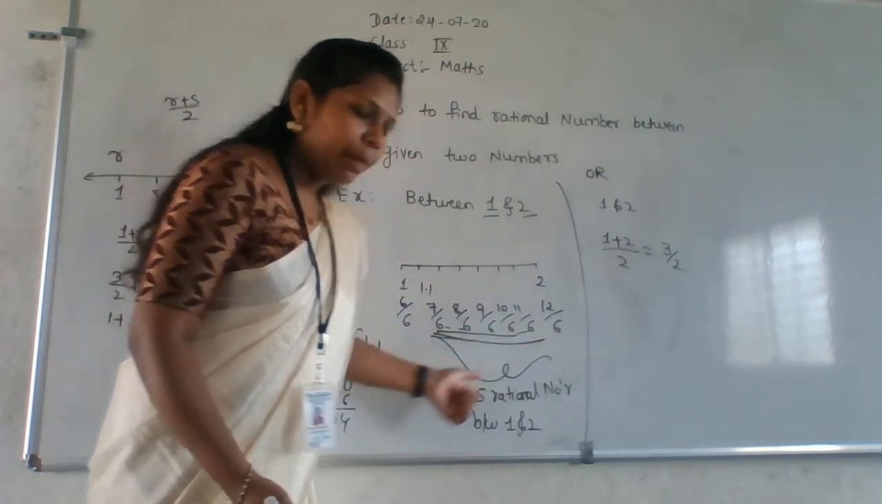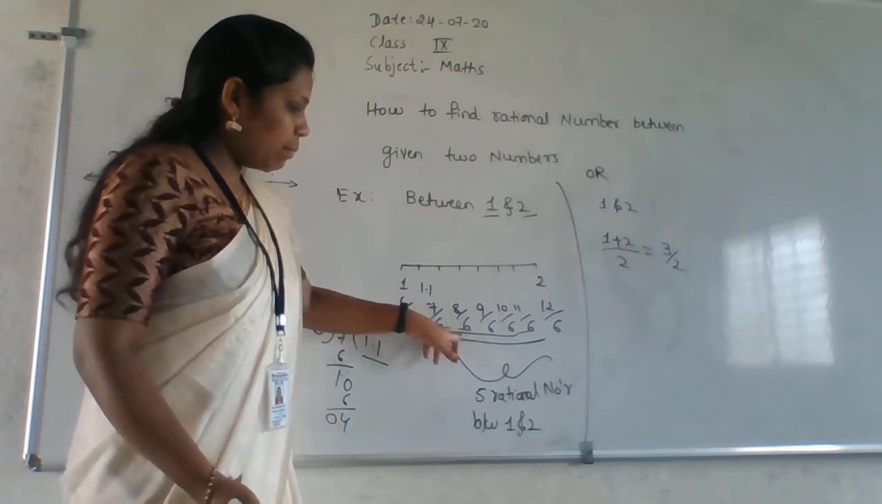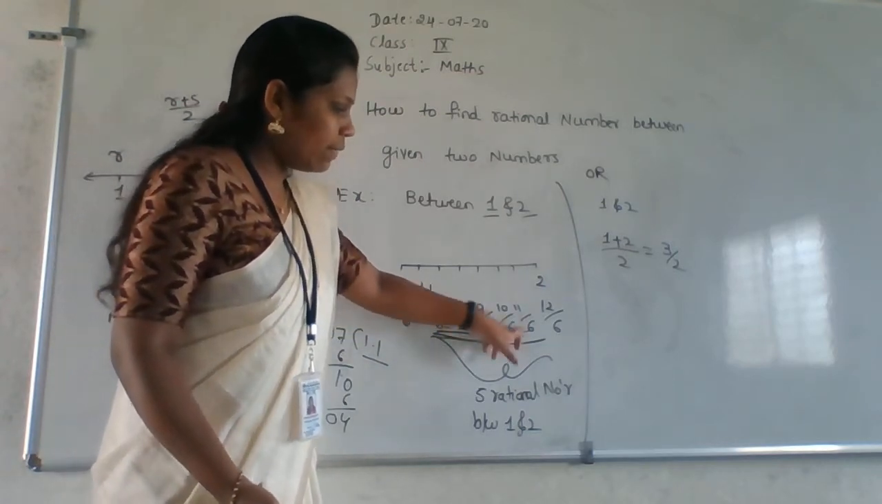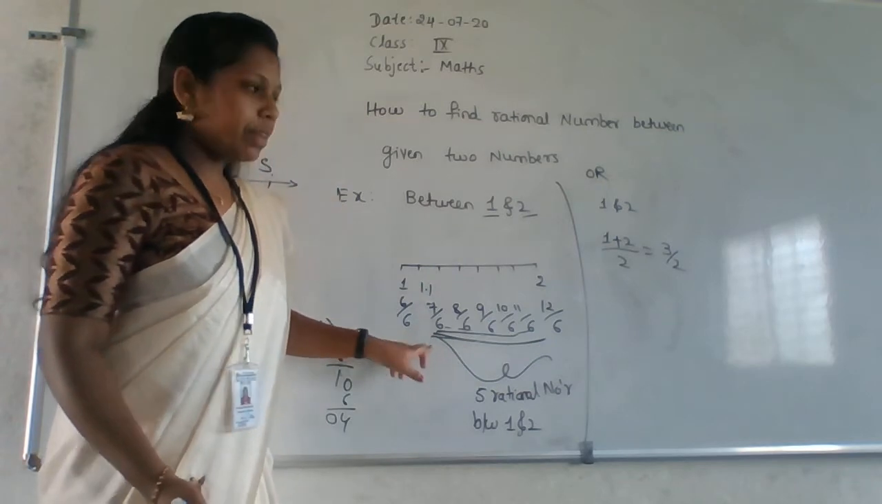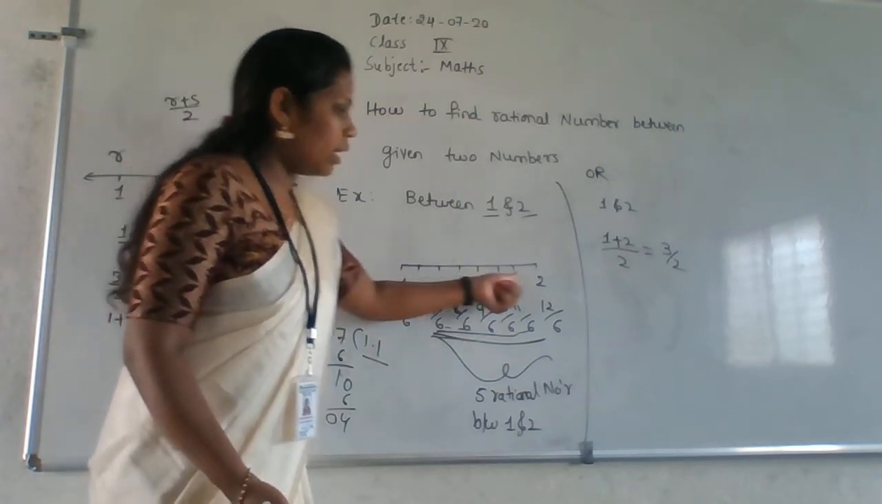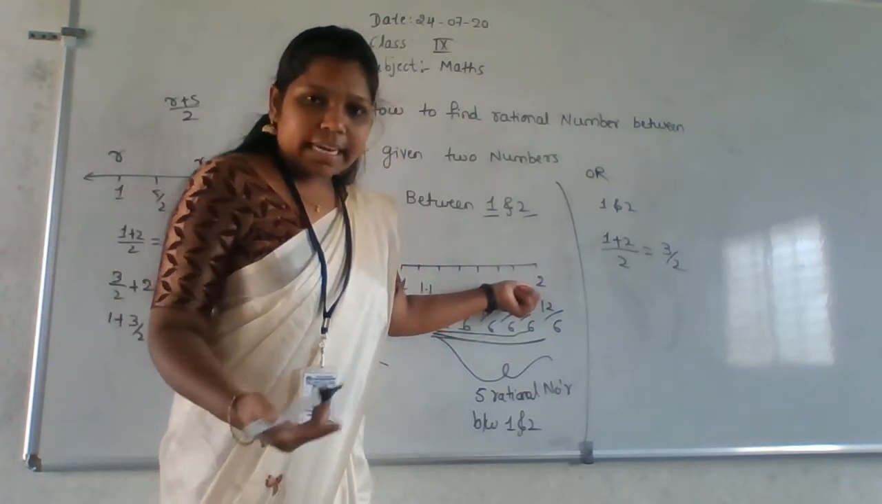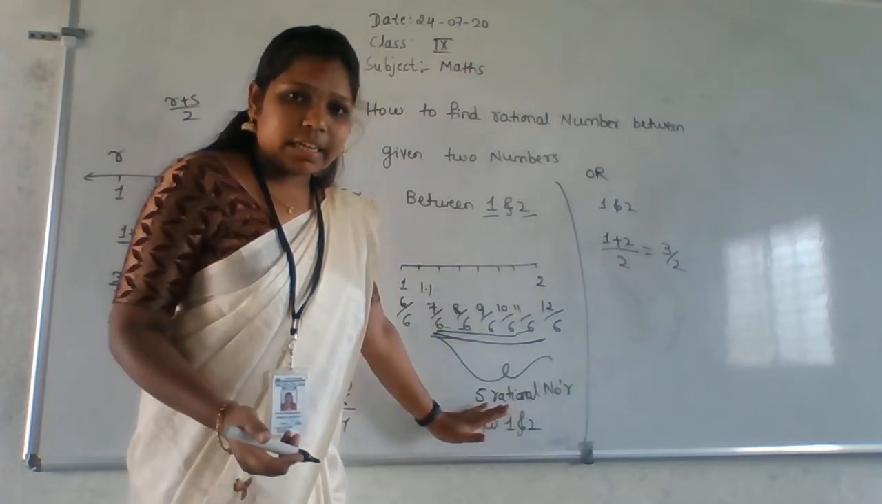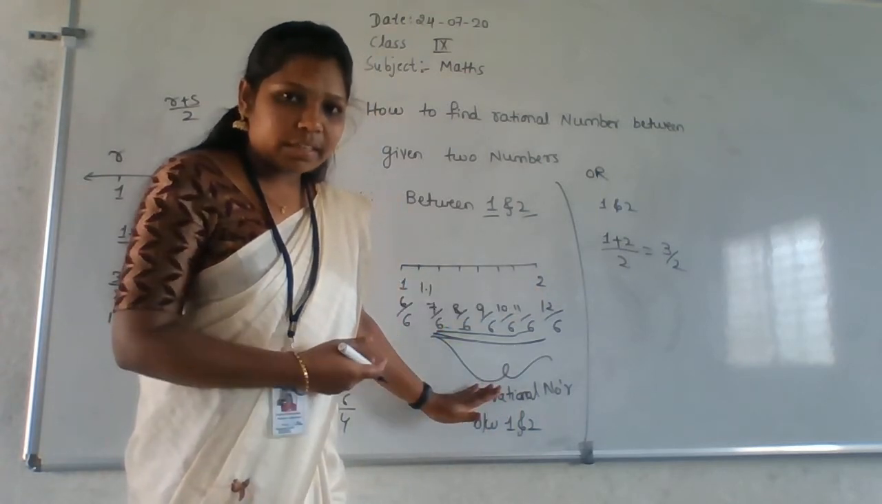In between, what are the numbers there? 7 by 6, 8 by 6, 9 by 6, 10 by 6, 11 by 6. So these are the rational numbers between 1 and 2. Getting my point? So this is a very easy method. Please go through it. Okay.